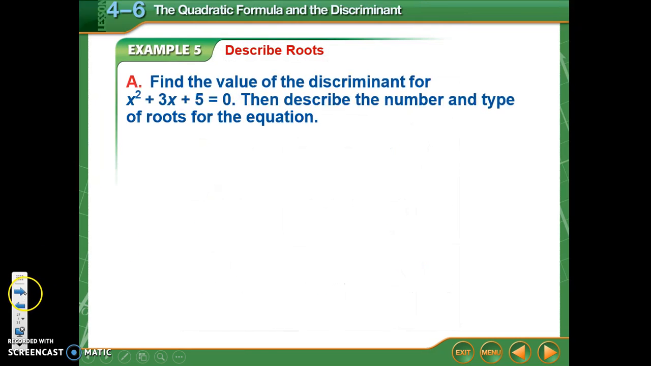So let's look at this example here real quick. We're going to find the value of the discriminant. Remember, the discriminant is b squared minus 4ac. And then we're not going to solve, we're just going to describe how many roots we have and what kind they are. So to do this, we identify a, b, and c.